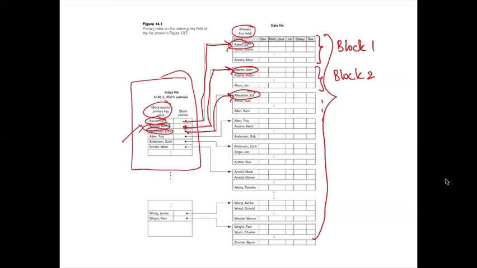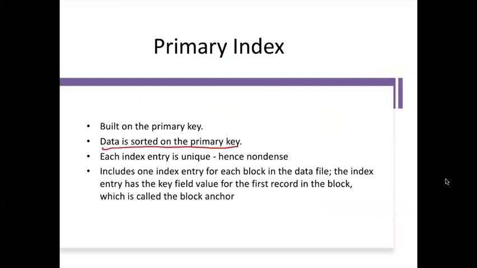This kind of an index is known as the primary index. Its features: it was built on the primary key. The data has to be sorted according to the primary key. Each index entry is unique, so there's no repetition of values. So it is a non-dense index, or a sparse index. So what does it include? It includes one index entry for each block in the data file.